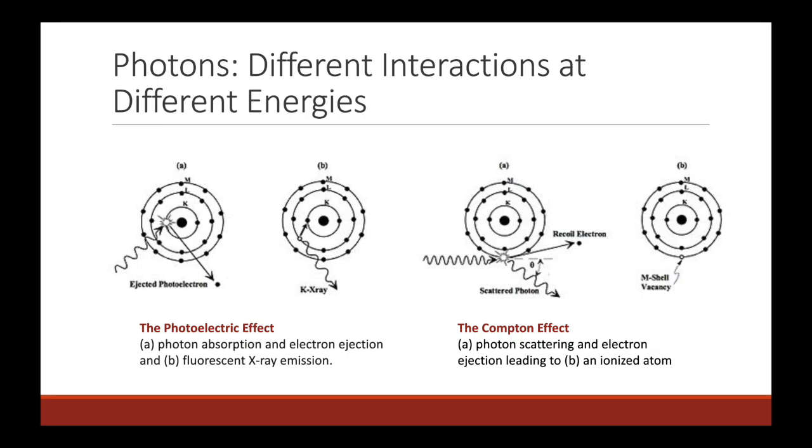So when the Compton effect occurs at these therapeutic levels of radiation, what we end up with is an ionized atom as well as an electron that has been ejected from its orbital. Now, keep in mind that both of these interactions are probably happening simultaneously. It's just that the probability of a given interaction happening is different based on the energy. So again, the photoelectric effect is higher probability at lower energies, whereas the Compton effect has higher probability at higher energies, which we use in therapeutic radiation.